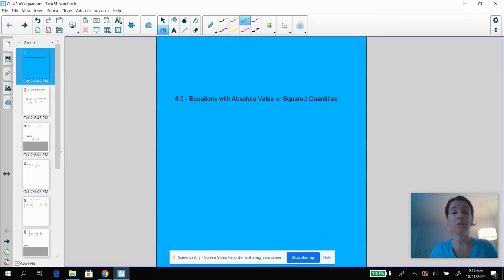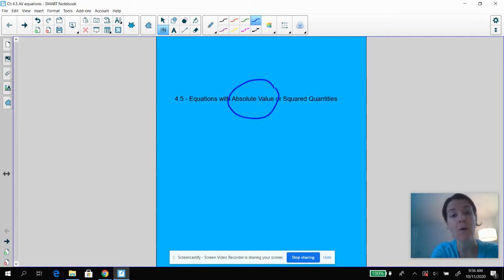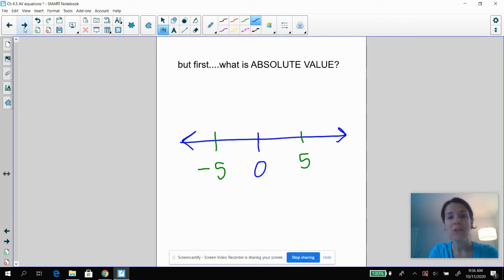If you look at your textbook, you'll notice that 4.5 talks about absolute value or squared quantities. We're going to talk about the squared quantities later, but we're going to focus right now on absolute value. This is probably a term that you remember from 6th and 7th grade, but we're going to delve into more detail in this lesson. So first, I want to talk about what absolute value is.